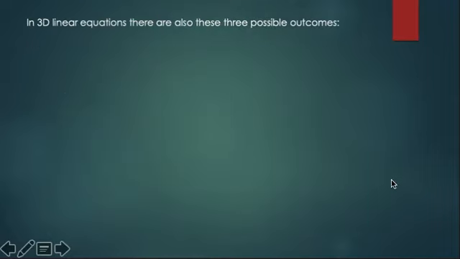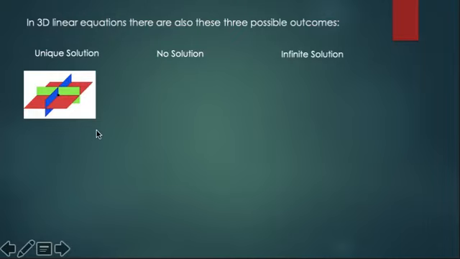Now the next one is what this would look like in 3D. So we're not just looking at 3D lines, we're actually looking at 3D planes. So again, in 3D we can have a unique solution, we can have no solution, and we can have infinite solutions. But now what these will look like are our planes. So we can have 3 planes that intersect, and we can see that one point is the unique solution. There's only one point that falls on all 3 planes.